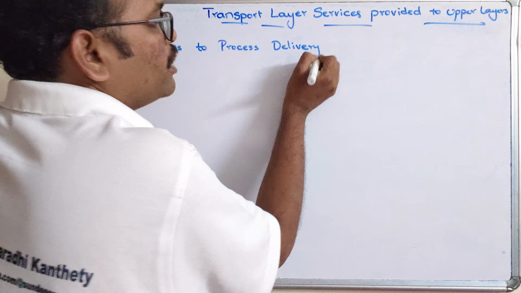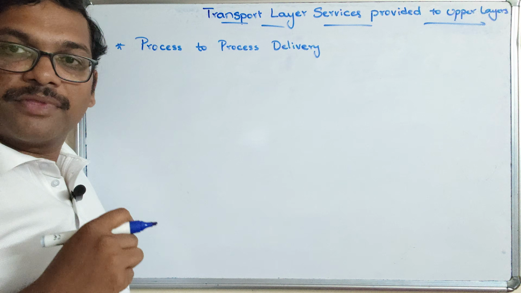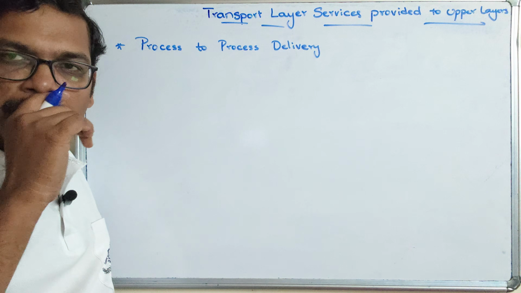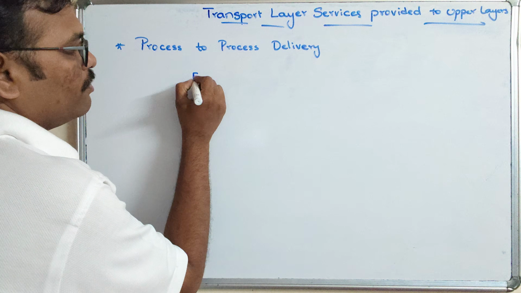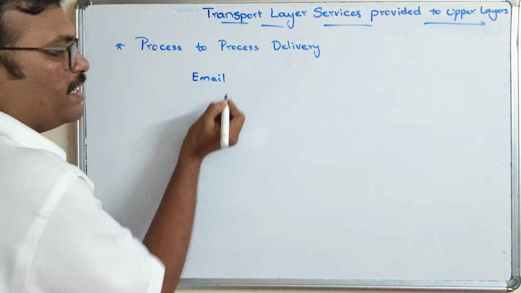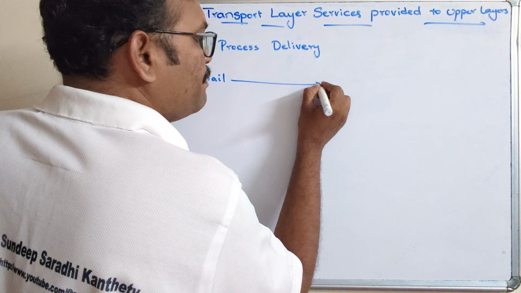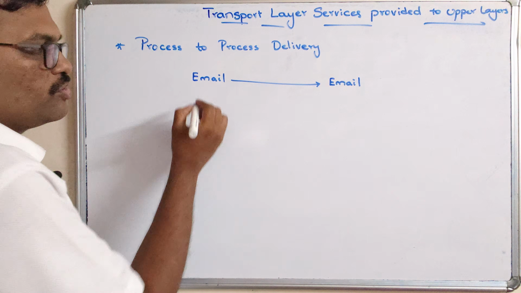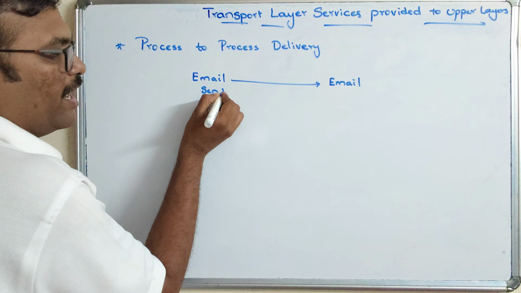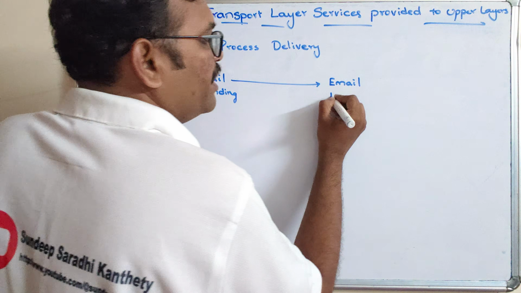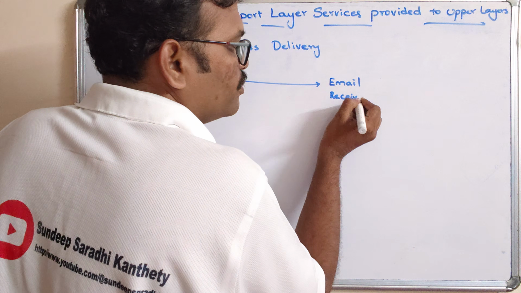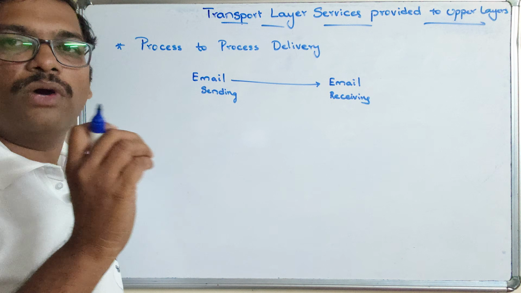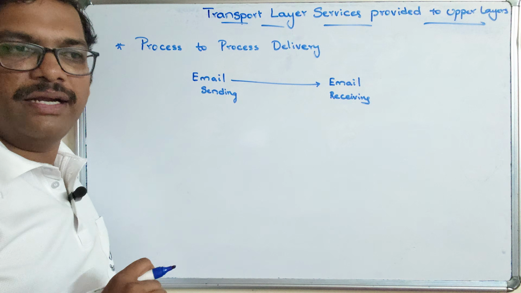So this process to process delivery means the data should be transmitted from application to application. So here, for example, we are using an email to send the data, and the recipient will also be using the email to receive the data. So here sending will be done and here receiving will be done, but both are using the same application. So application to application delivery of data.